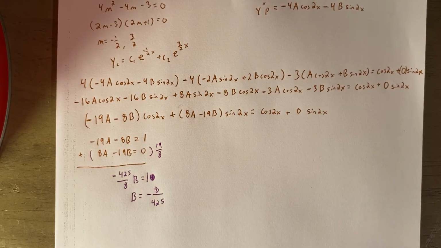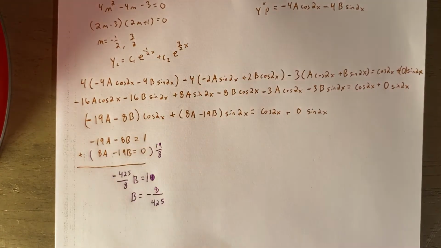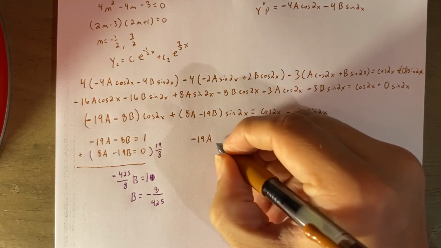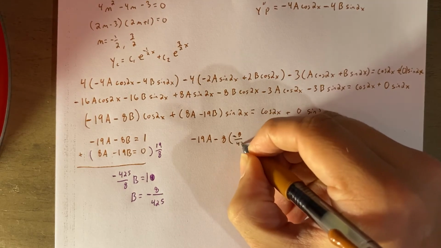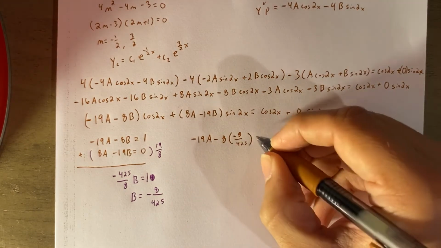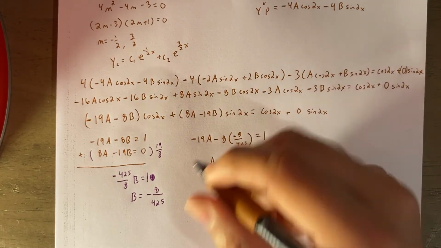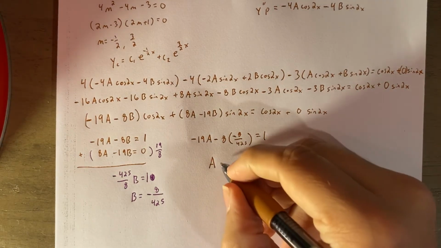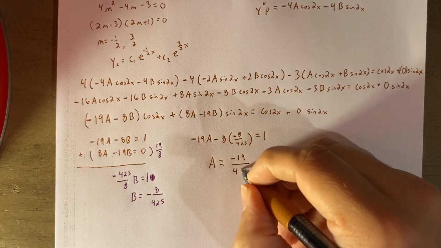Now to find a, all I need to do is to substitute that in. So I'm going to substitute my b into one of these equations. I'm just going to substitute into the top equation. So negative 19a minus 8 times negative 8 over 425 equals 1. And when I solve for a, again, most of y'all can solve a two-step equation. a is equal to negative 19 over 425.